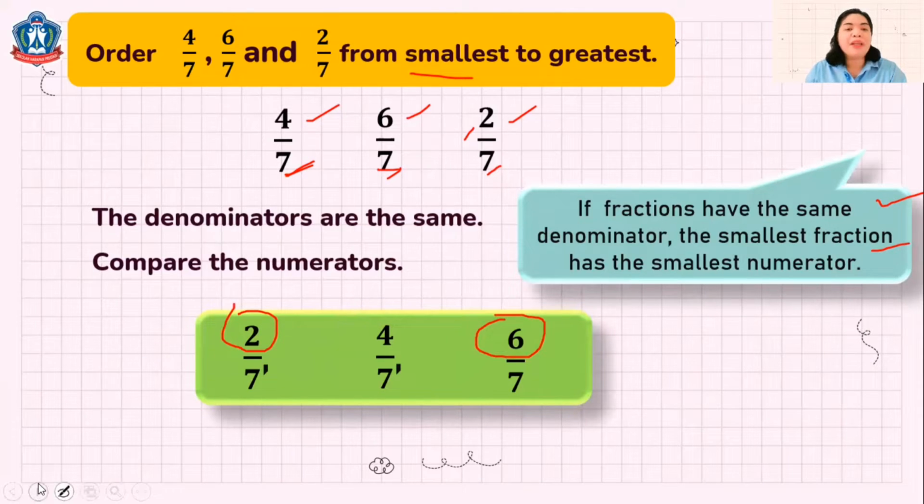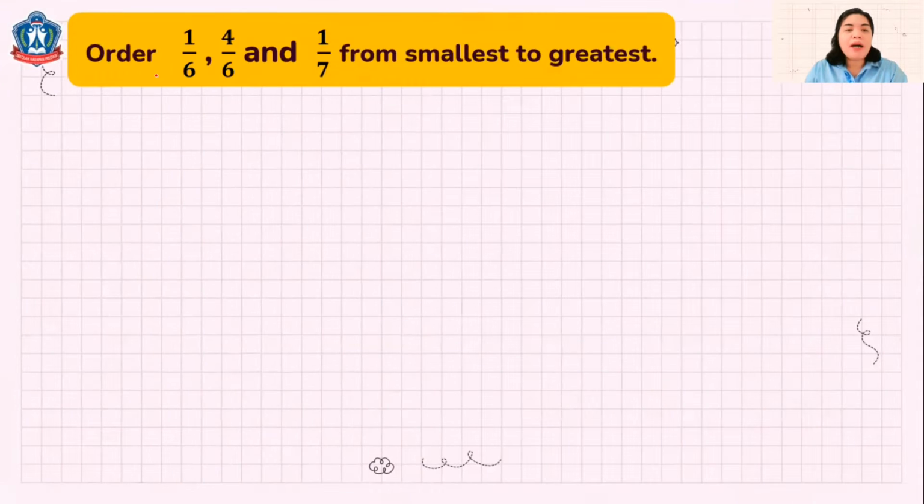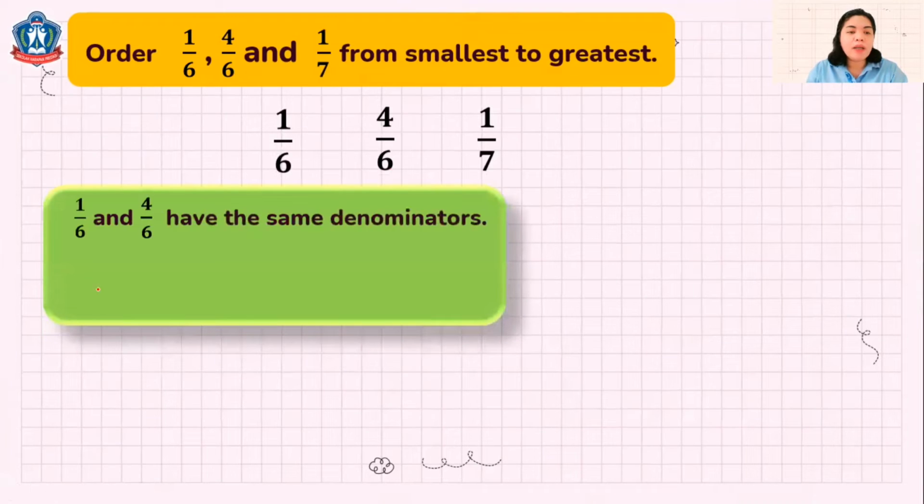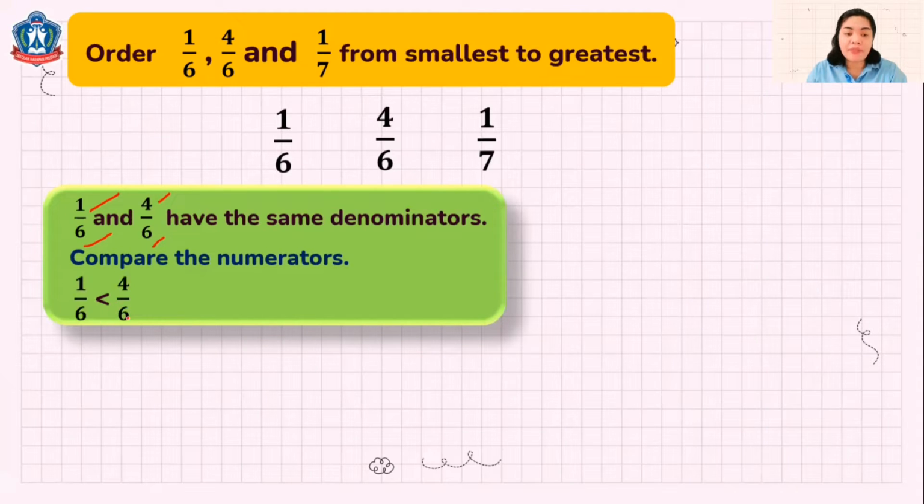Okay, how about if they have different denominators? Take a look here. Order 1/6, 4/6, and 1/7 from smallest to greatest. So let's order these three fractions. Take note, 1/6 and 4/6 have the same denominators. So we can compare the numerators only. Which one is smaller, 1 or 4? Of course, 1/6. So 1/6 is less than 4/6.